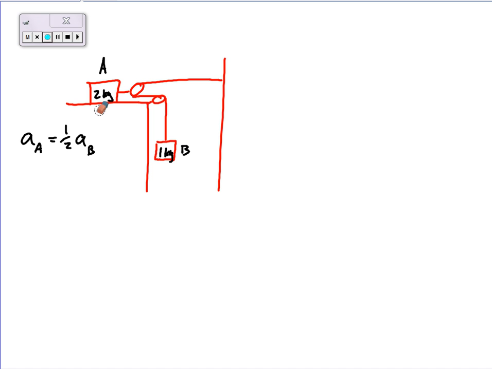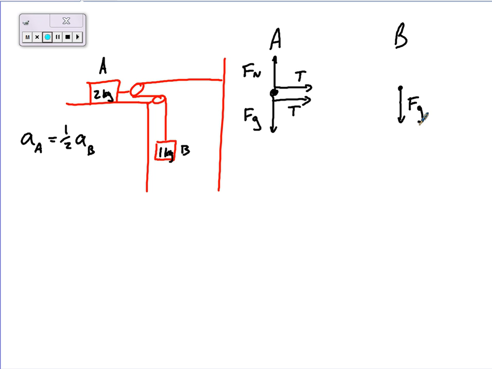So what we're going to start with is a free body diagram for each individual block. We have block A, block B. We're just going to assume them to be point masses for the time being. So block A, you have the force of gravity and the normal force, that's easy. And then you have two separate tensions acting on the block. For block B, again, just a point mass, you have the force of gravity acting down and the tension acting up.